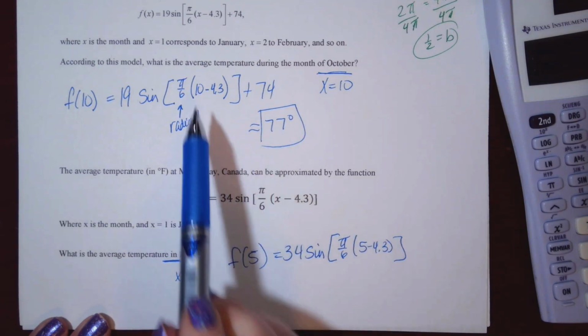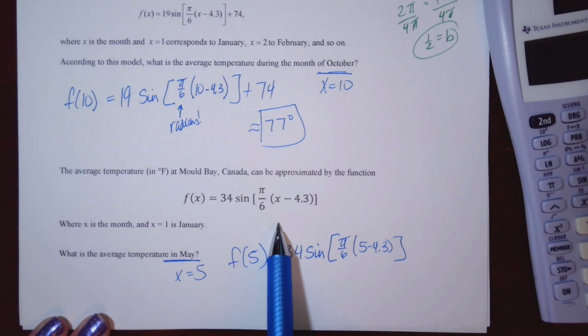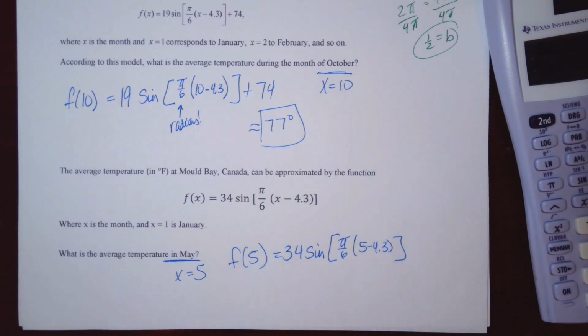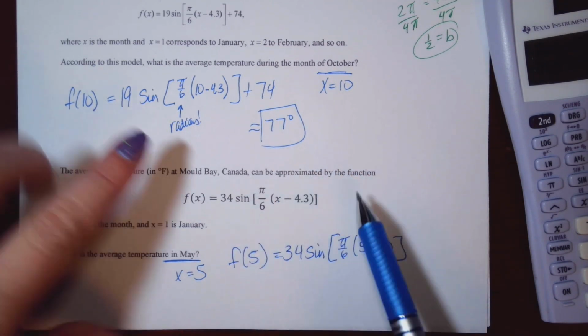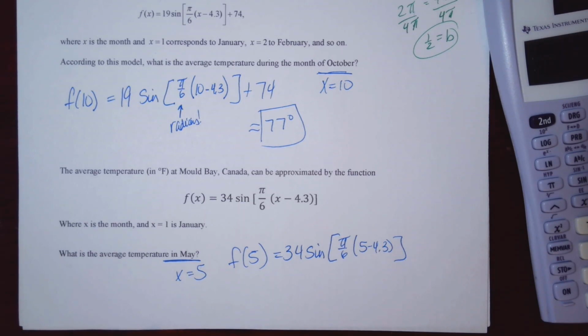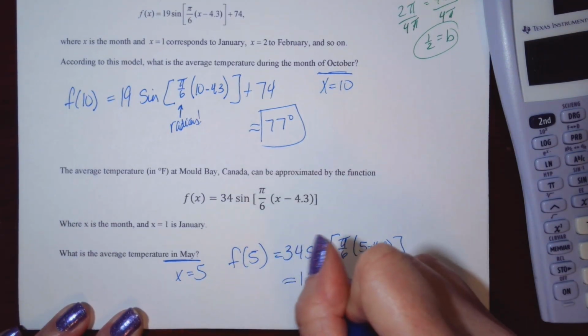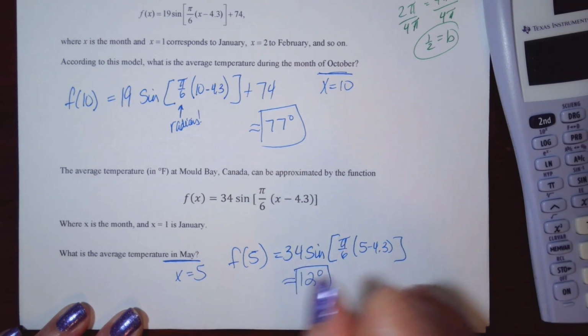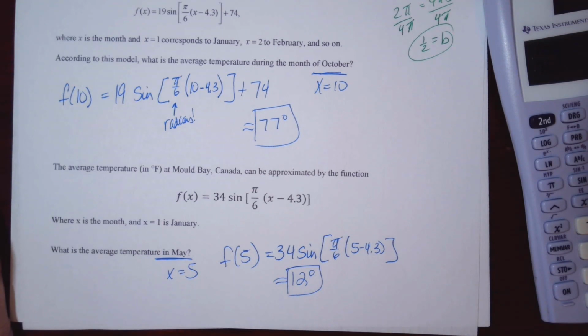Notice the inside part, the sine function, is still exactly the same. But because Mold Bay is in a different place, and we've got a different kind of baseline temperature and climate, we have a different coefficient, and we are not adding on a constant. When you plug this into your calculator, you should come up with Mold Bay in May is just about 12 degrees Fahrenheit. I don't know where it is, but that makes me think it is very far north, right? All right, great job.